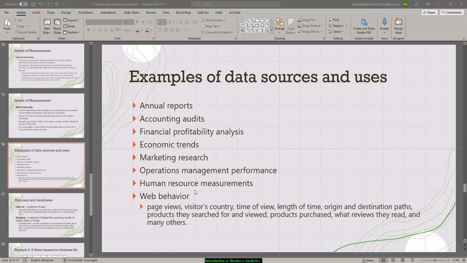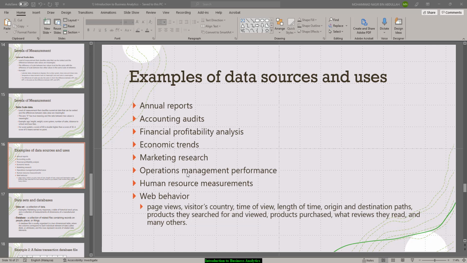Okay. Now, we look into examples of data source. So when we want to do a business analytic analysis, usually we are looking into annual reports, accounting audits, financial profitability analysis, economic trends, marketing research, operation management performance, and many more. So these are sources of data that can be utilized in business analytics.